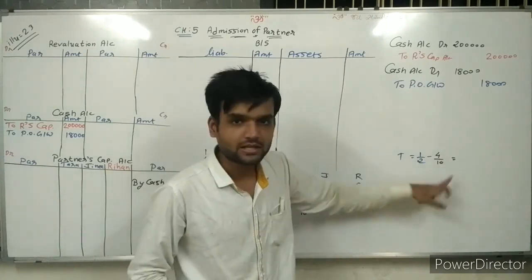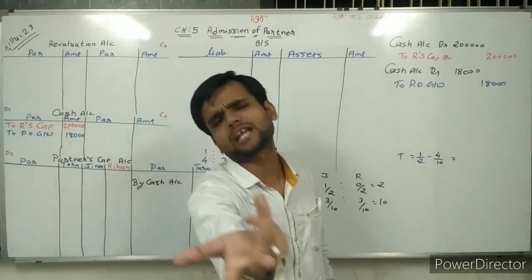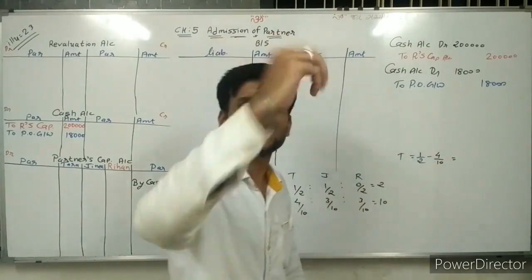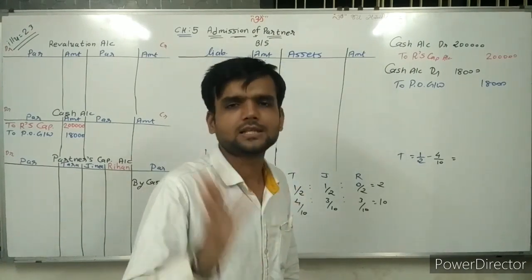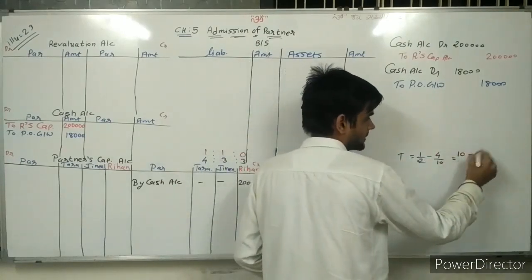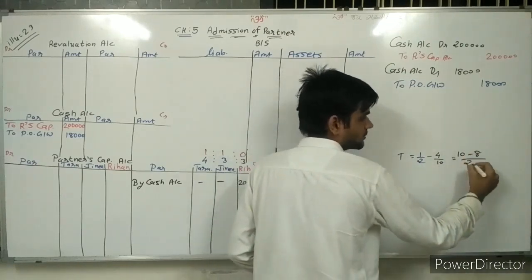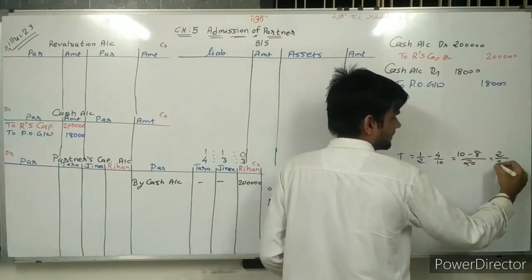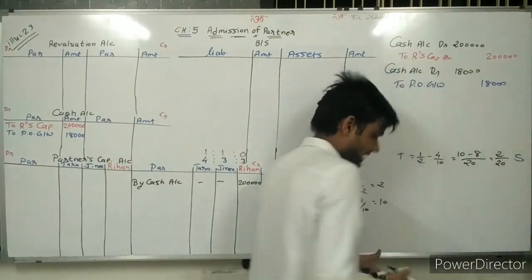1/2 minus 4/10. So we can take the LCM. But if some students cannot understand how to take the LCM, don't worry. Directly do cross multiplication. Even then you can get the answer very easily. So cross multiplication, see here: 10 ones are 10, minus 4 twos are 8, divided by the multiplication of these, 10 twos are 20.